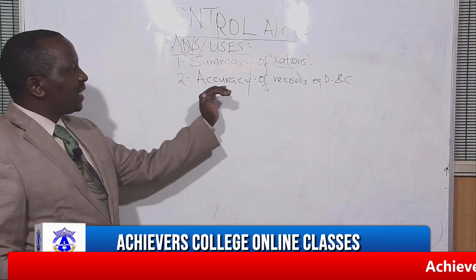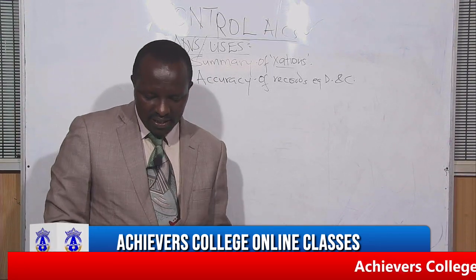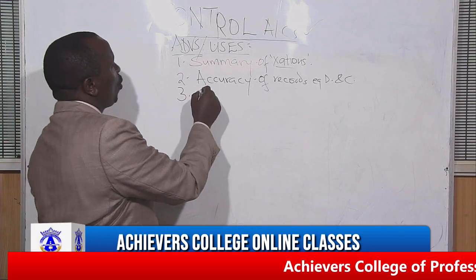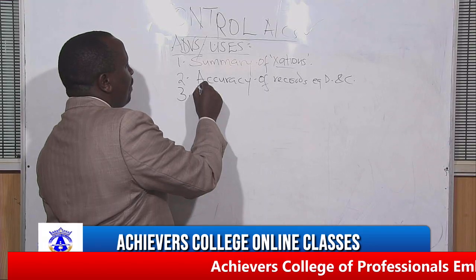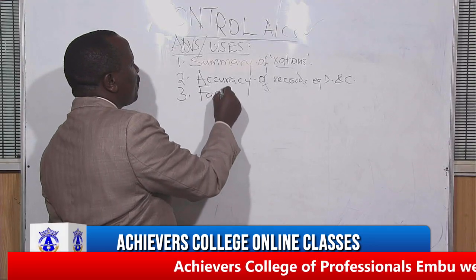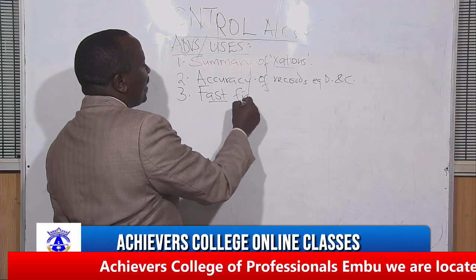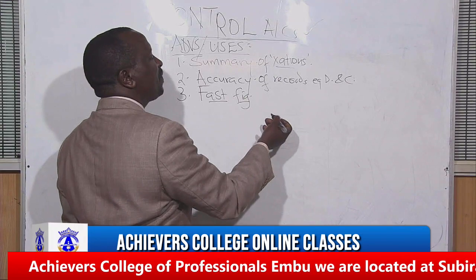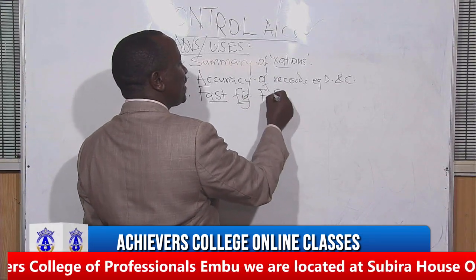What it does, it gives you the accuracy. It tests the accuracy of the figures of debtors and creditors. Number 3, control accounts can give you fast figures, very fast, when you are drawing financial statements.